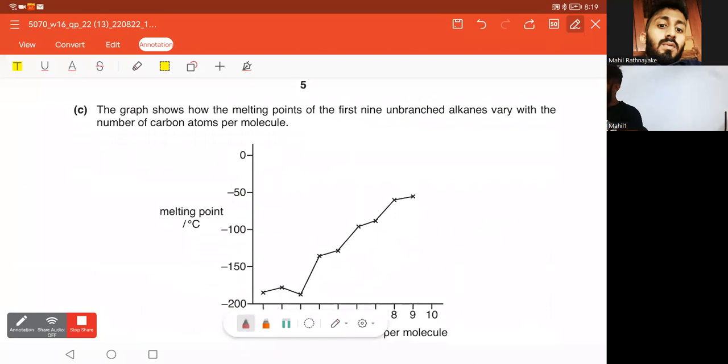The graph shows how the melting and boiling points change for the first 9 unbranched alkanes. Starting from you, tell me the first member of alkane name. Methane, yes. Ethane, you. Next. Fifth polygon in the maths, what we call?